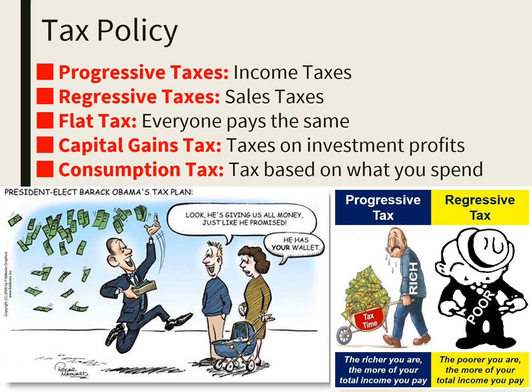Then you also have, and again, less common, capital gains taxes, so taxes on investment profits, less so at the state level. And then consumption taxes, which are becoming more popular at the state level. So these are taxes based on what you spend.